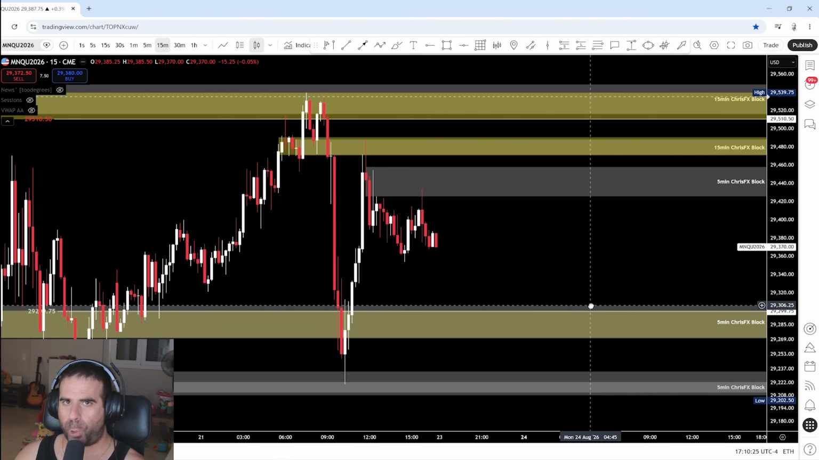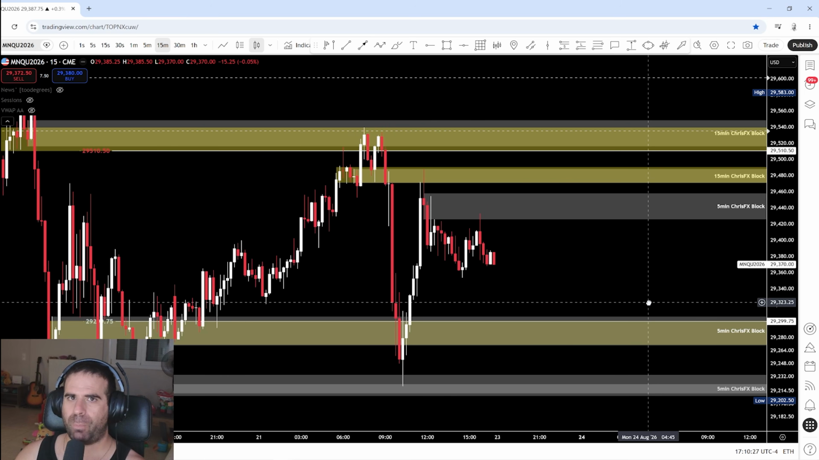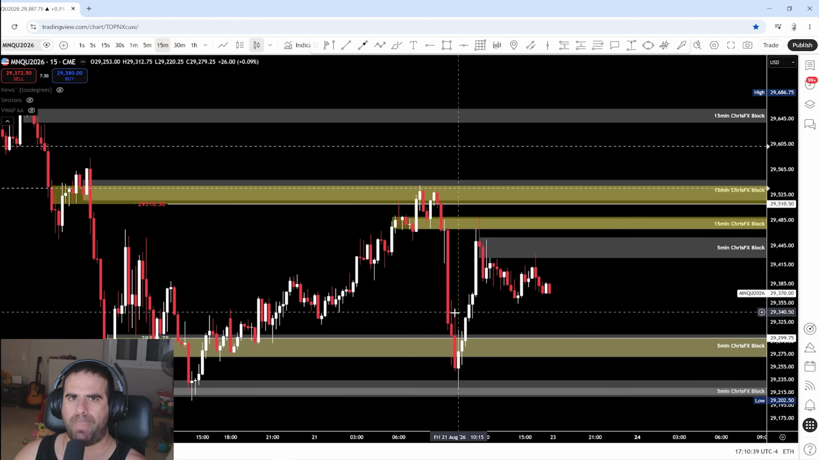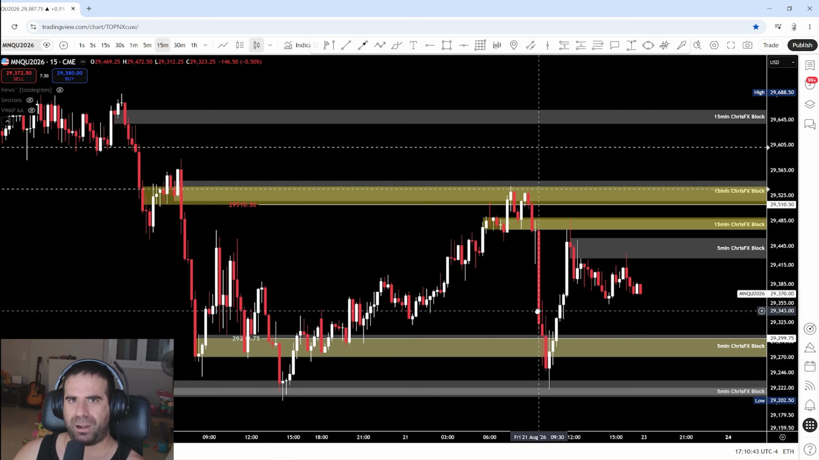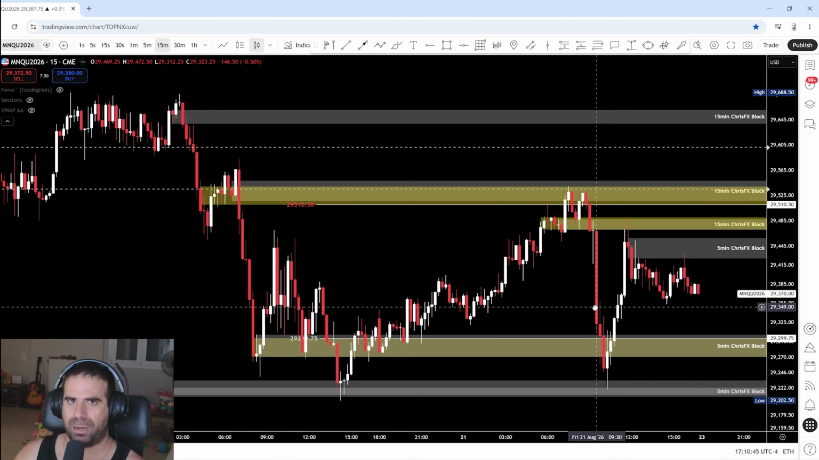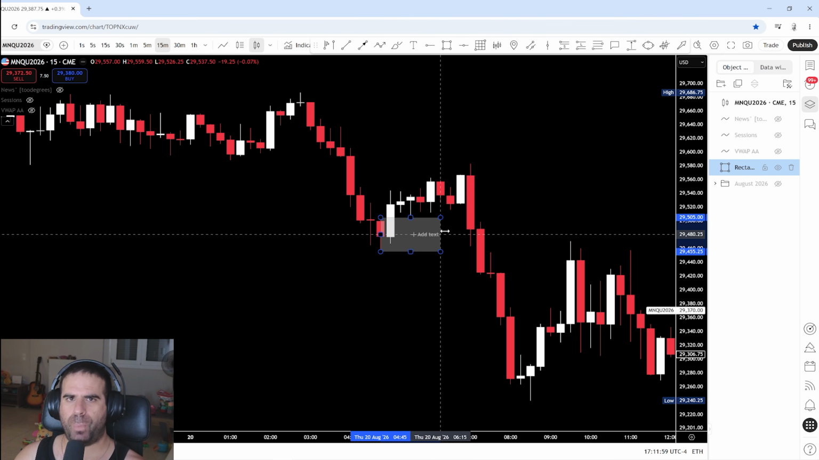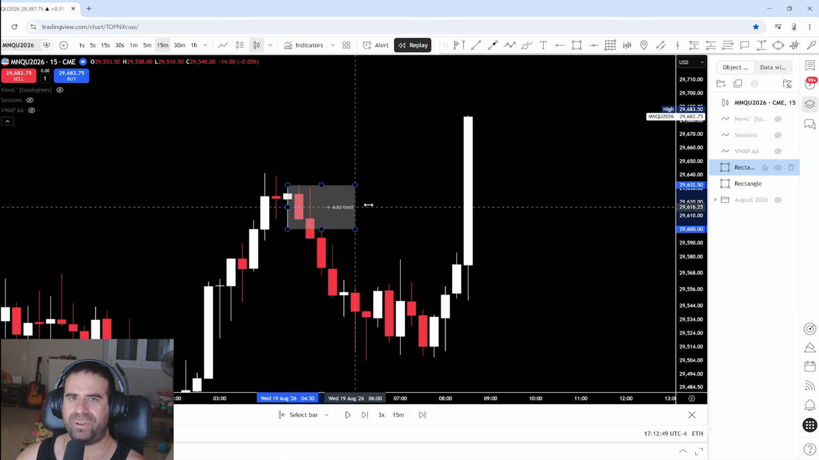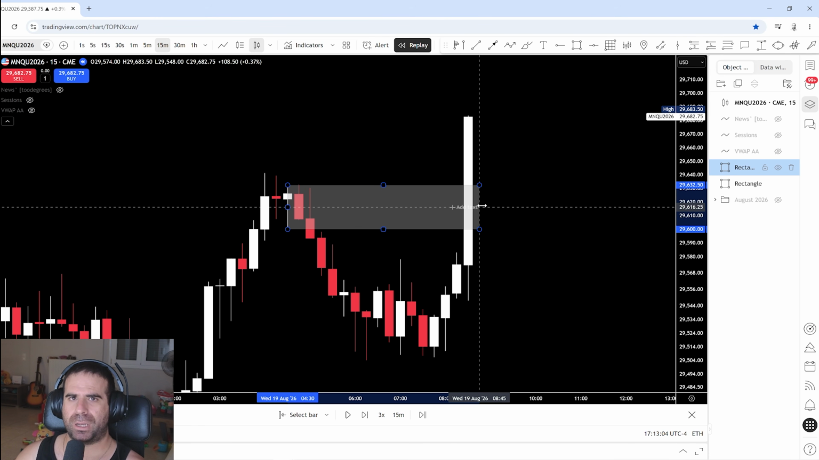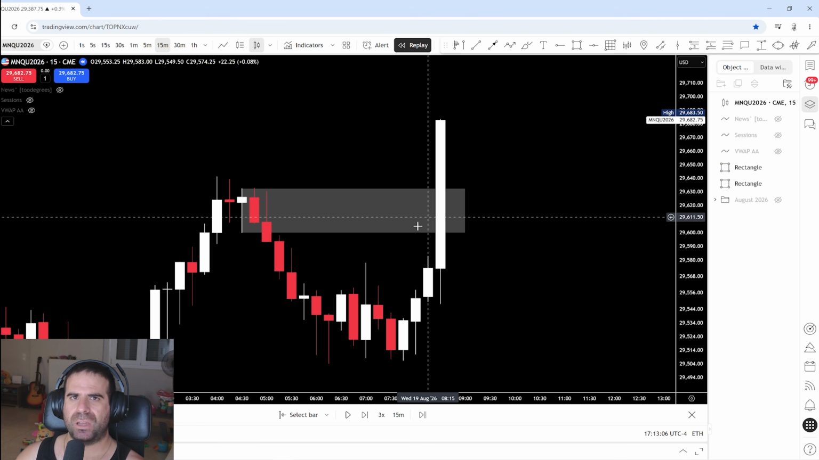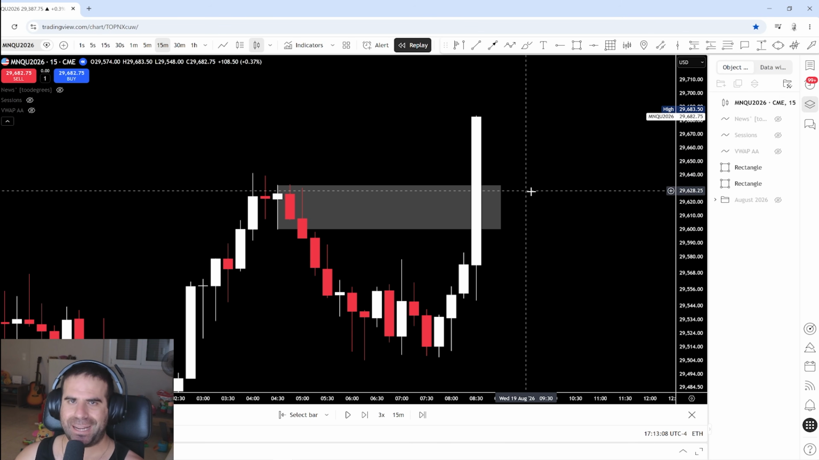Order blocks are probably one of the most talked about concepts in trading. But there is one problem, and the problem is that most traders are using them completely wrong. They mark every last bearish candlestick or every last bullish candlestick, they call it an order block, and then they see price moving through it again and again.